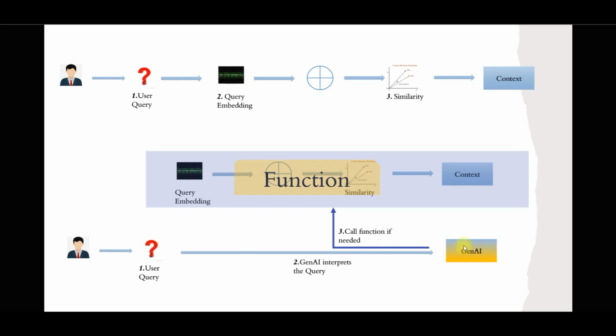So in this case, all the queries are sent to the GenAI. GenAI then decides whether it needs the function to be called to get more context or not. For example, if the user query is good morning, GenAI will respond directly back to the user. It doesn't have to call a function. But if the question is relevant for the document and it needs specific context, GenAI will decide and call the function with the relevant arguments and get the context back.